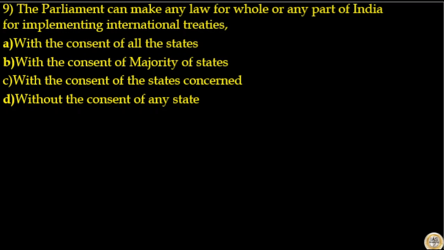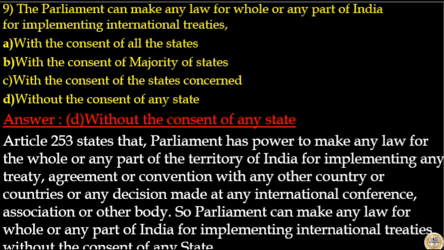The Parliament can make any law for whole or any part of India for implementing international treaties with the consent of all states, with the consent of majority of states, with the consent of states concerned, without the consent of any state. The answer to this question is option D, without the consent of any state.